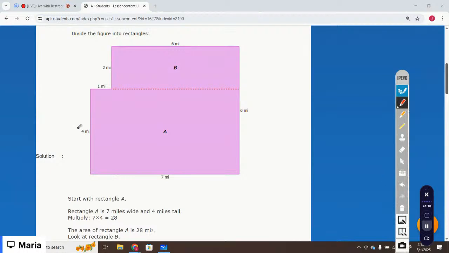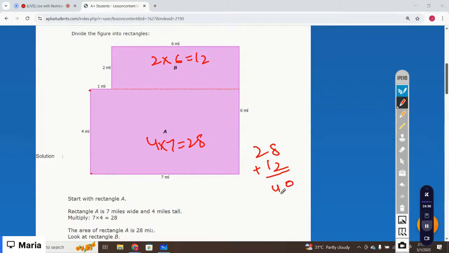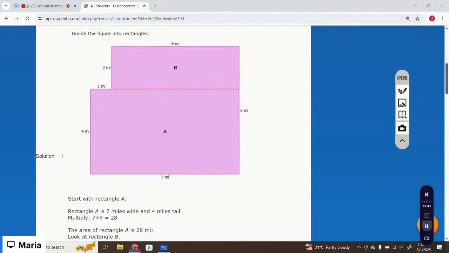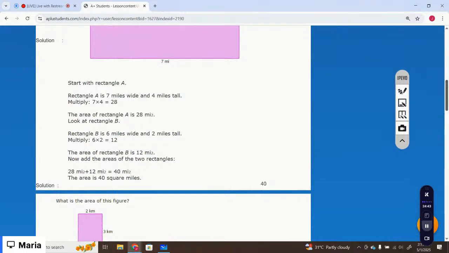Just look at the side lengths. This side length from here to here is 4 miles, and this length from here to here is 7. So 4 times 7 is 28. Now this is 2 and 6. So 2 times 6 is 12. You need to add both the areas to calculate the area of the whole figure. 28 plus 12 is 40. So the area of the whole figure is 40 square miles. Got it?